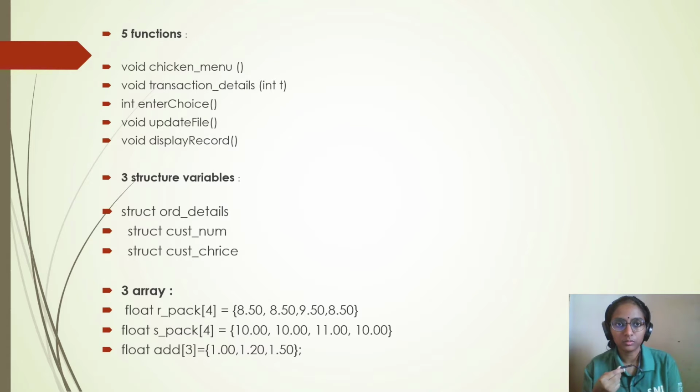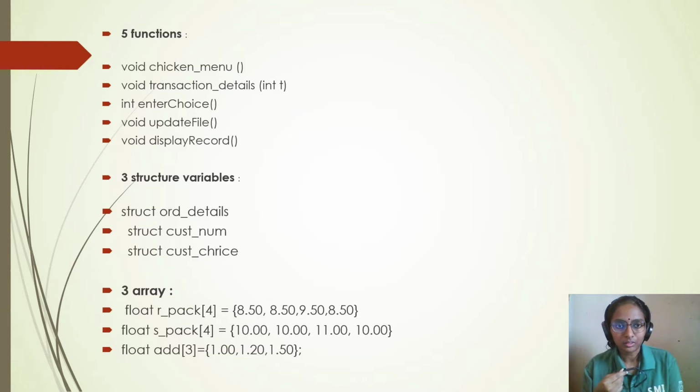In our coding, we have 5 functions. White chicken menu is the menu of the shop. Transaction details is the details of the order and the total. Enter choice is the main menu. Update file is to update the transaction in Notepad, and display record is to display the transaction in Notepad after the system is exited.